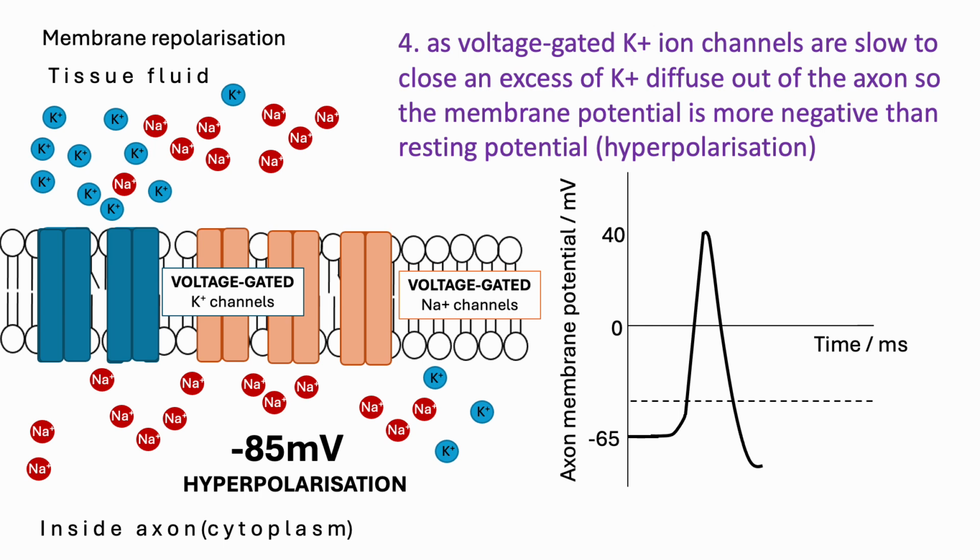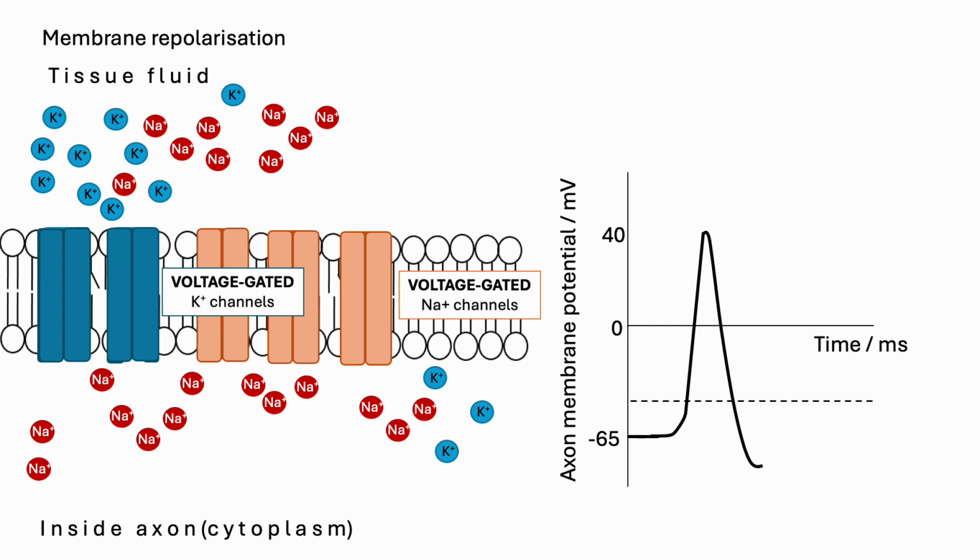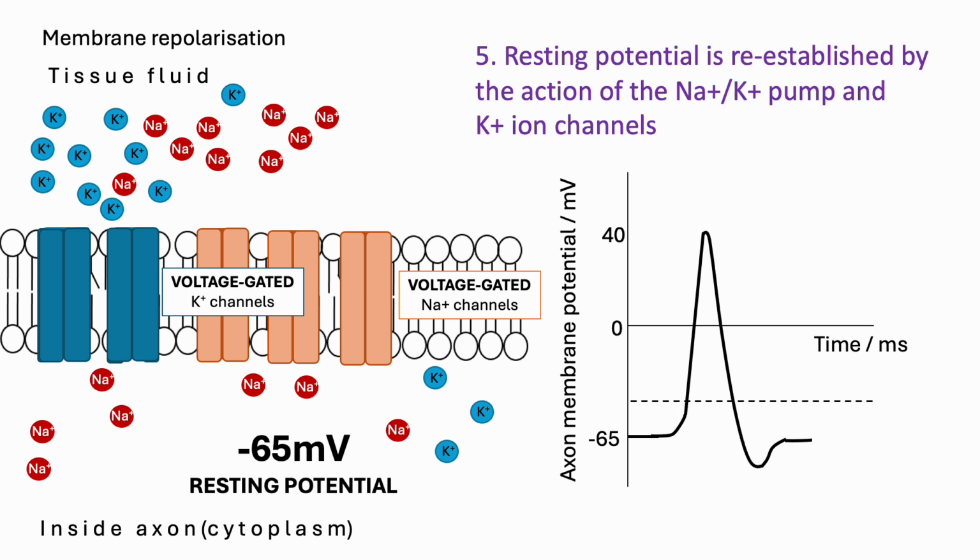So you notice on the graph that the membrane potential now drops below the resting potential. The membrane is said to be hyperpolarized, and that's because the potassium ion channels are slow to close, so an excess of potassium ions can diffuse out. And then finally, see on the graph there, we get back to resting potential, and that is because, as we know, resting potential is established because of the sodium-potassium pump and those leaky potassium ion channels.